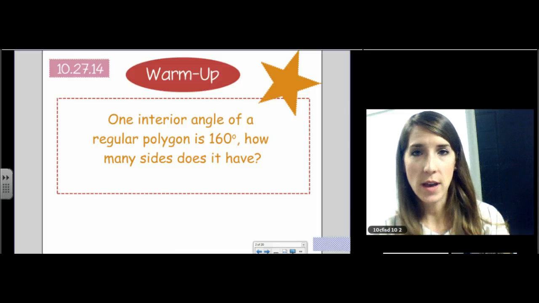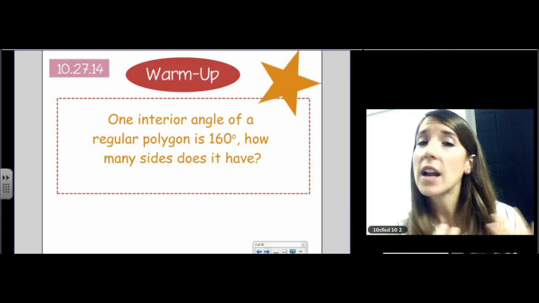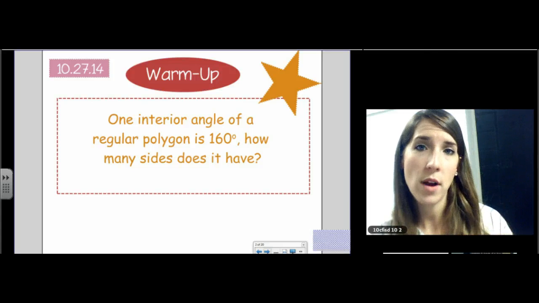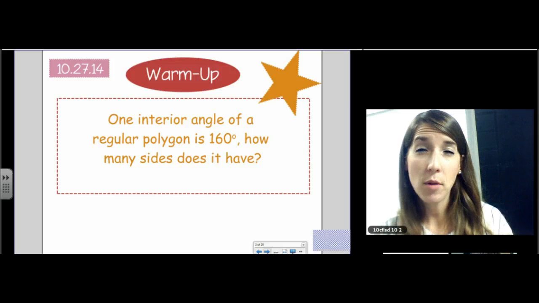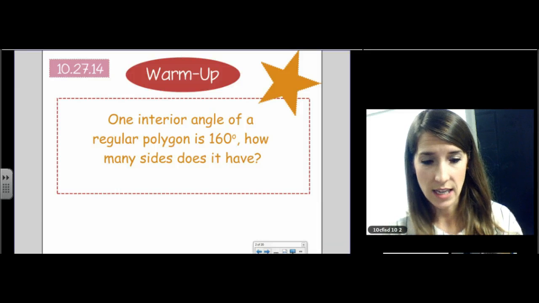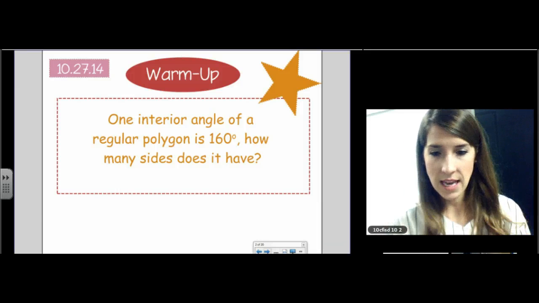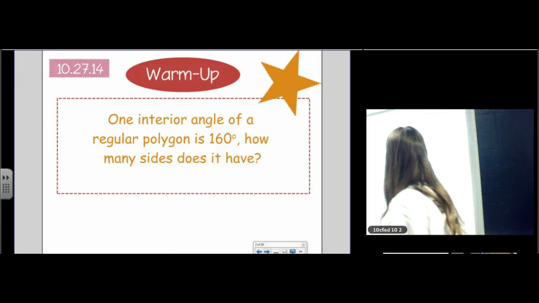So today we have a quiz, and we're going to give you the formulas. You didn't have to memorize the formulas yet, but you do have to memorize them by Friday because that's when your test is.